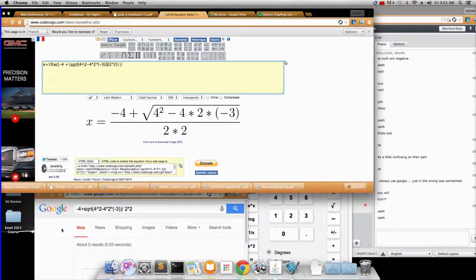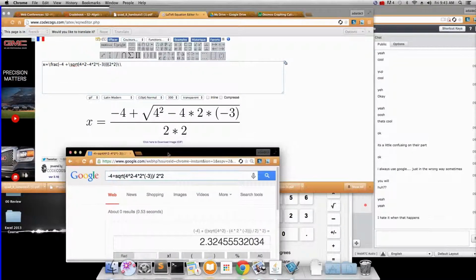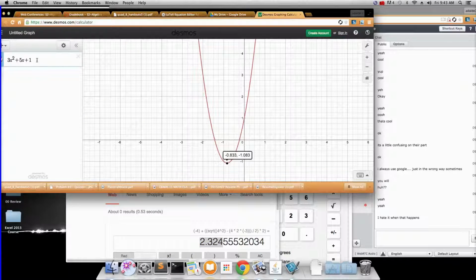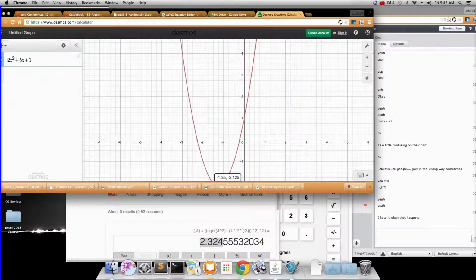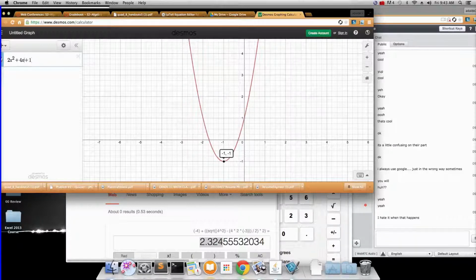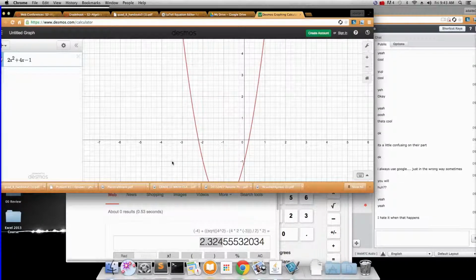See here, I'll show you how I know that this problem is wrong. The answer they gave you was 2.3245532, whatever. 2.32. Just remember that. If I go to Desmos and I graph this thing, what was the original equation? It was 2x squared plus 4x minus 3. All right. Look at where it crosses the x-axis. It crosses at negative 2.225 and also at 0.225. So it doesn't cross anywhere at 2.234. Does that make sense?